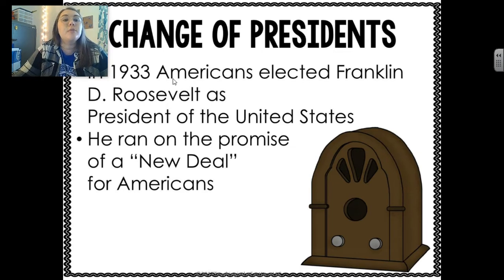So we're in a time of a Great Depression. Our economy is at an all-time low. The stock market has crashed. People do not have a lot of money. They are just scraping by, barely getting what they need to survive. And we have a president that was not very liked, and now we're having a change of president in Roosevelt, who has a New Deal. He has something he wants to propose to us.